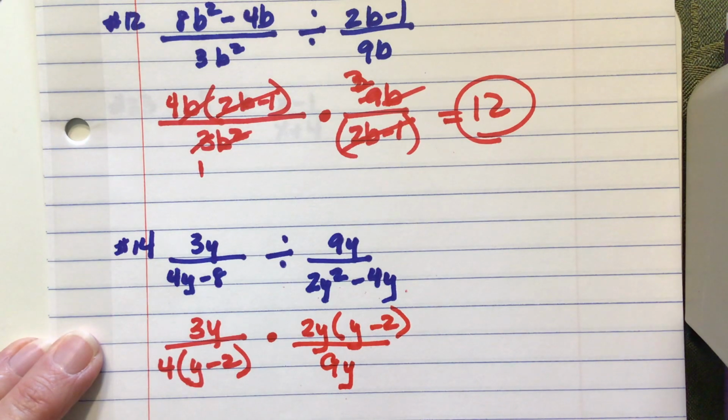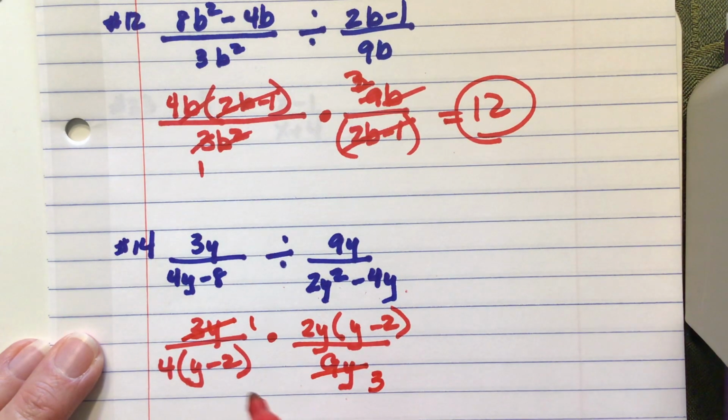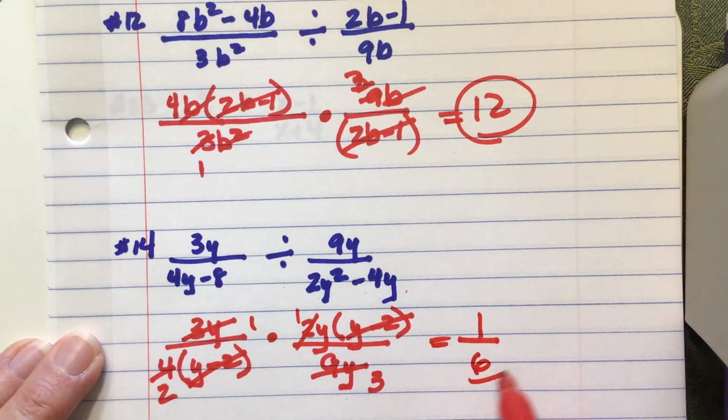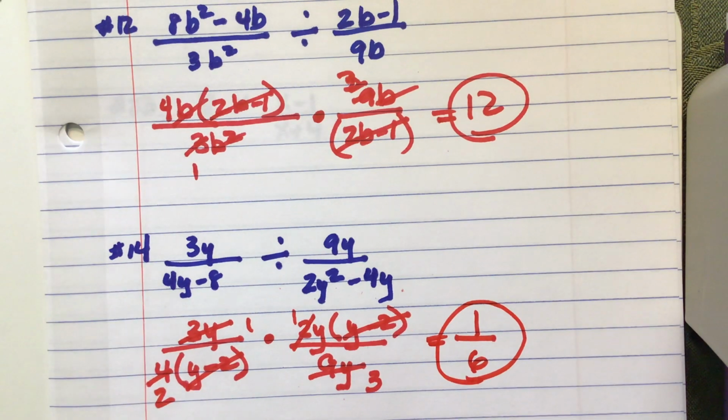So the first thing I did is I keep the first rational number, or keep the first fraction, times, and I use the reciprocal. So now I can start to cancel things out. So let's see what I have. 3y goes into 3y once, 3y goes into 9y 3 times. I have y minus 2 over y minus 2 there, and I have 2 goes into 2 once and 2 goes into 4 twice. And let's see, what do I have left on the numerator? I have 1 times 1, so that gives me 1. I have 2 times 3, which gives me 6, so that reduces to 1 over 6.